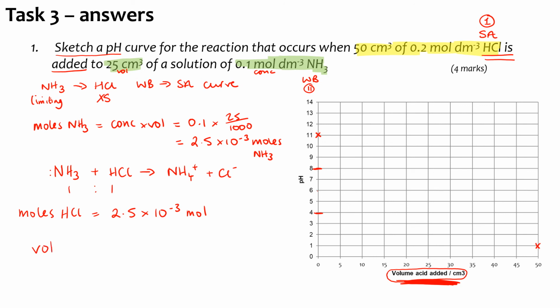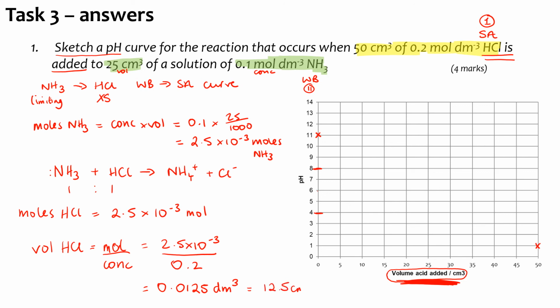Therefore, the volume of HCl is going to be moles over concentration, 2.5 times 10 to the minus 3 moles, divided by the concentration, which the question tells us is 0.2. And that comes out to be 0.0125, but that's decimeters cubed. And the graph is centimeters cubed, so we need to times by 1,000, 12.5 centimeters cubed.